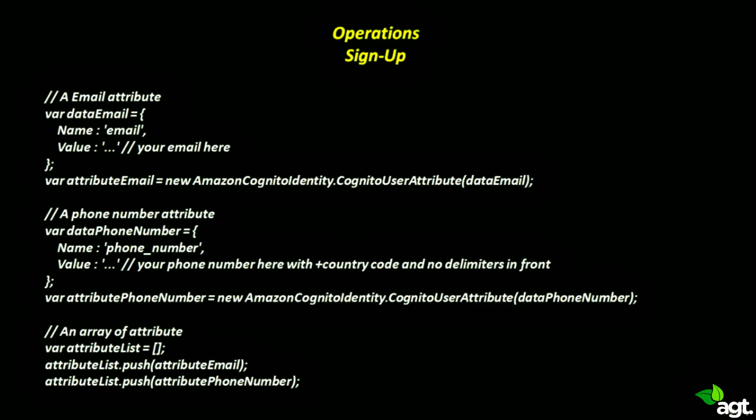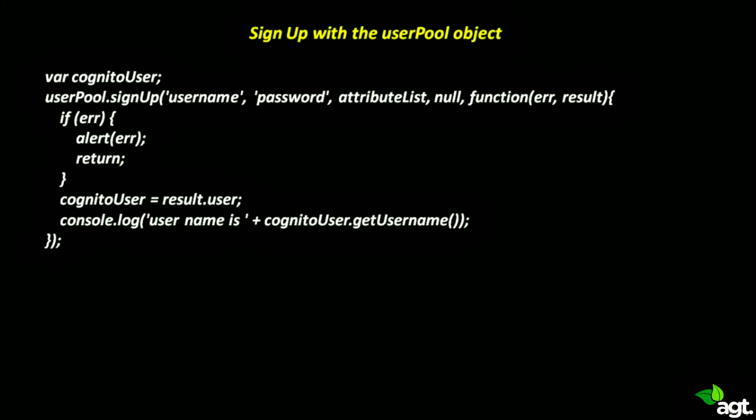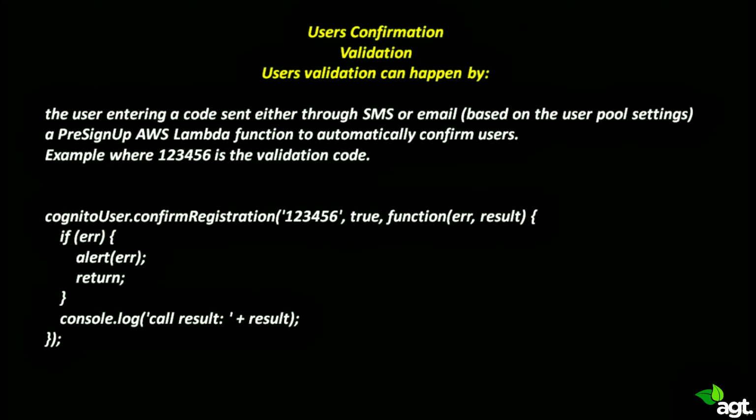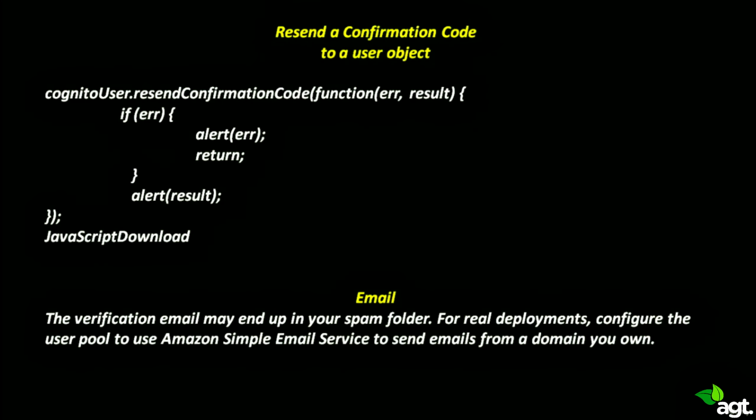And what about the operation mode? What about the sign up process? The sample code of the sign up process. And user confirmation, you just need to understand the validation. User validation can happen by the user entering the code, either through SMS or email based on the user pool settings, and a pre-sign up AWS Lambda function can automatically confirm users. For example, 1 2 3 4 5 6 is the validation code, meaning the confirmation code. So you just see how to use your user object. This is a sample code.